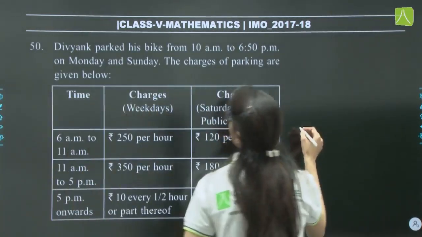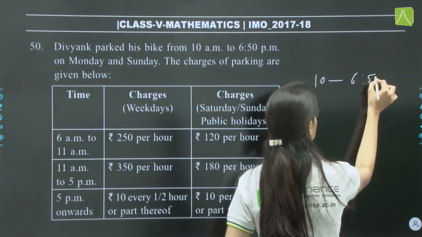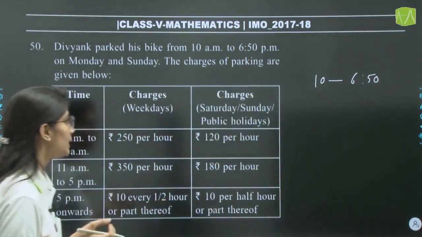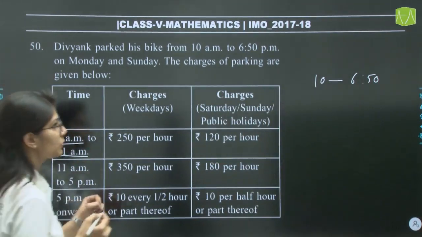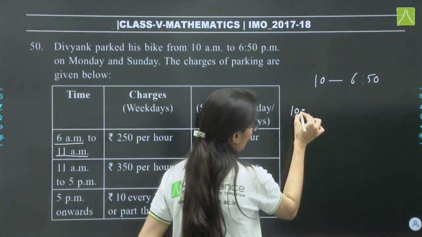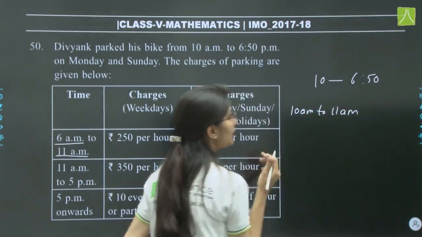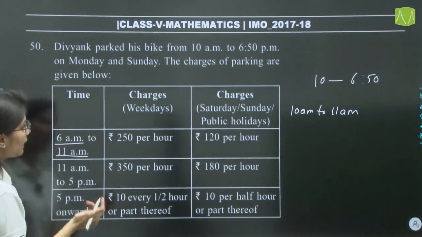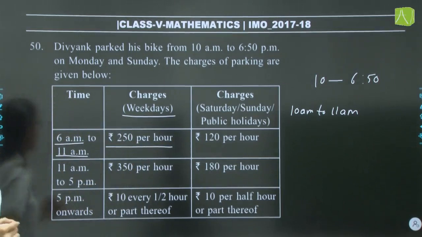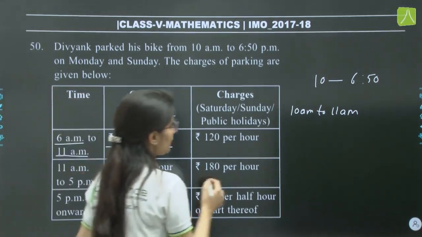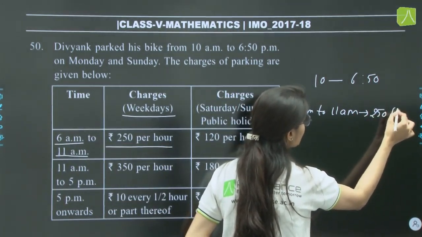Divyang has parked his bike from 10 AM to 6:50 PM. We have to solve this question in parts. First, 10 AM to 11 AM. For 10 AM to 11 AM, there is only 1 hour. For 1 hour, the charge is 250 per hour on weekdays, because Monday is a weekday. So for 10 to 11, it's 250 rupees.